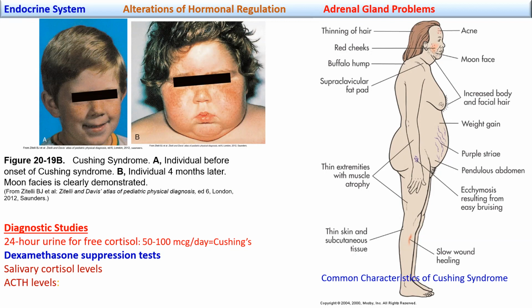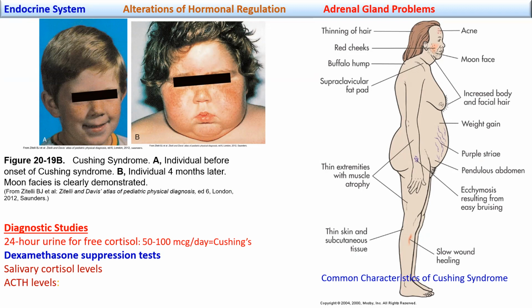Diagnostic studies, we will cover in more detail in the adult health course, but we will recommend the 24-hour urine collection for the free cortisol. And these are the numbers in terms of daily values that are diagnostic for Cushing syndrome.